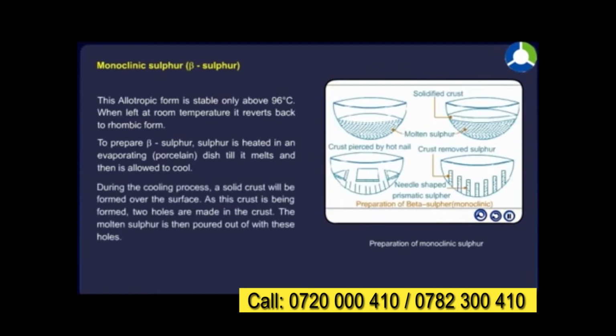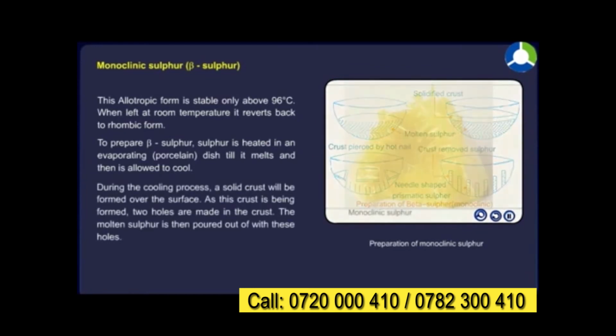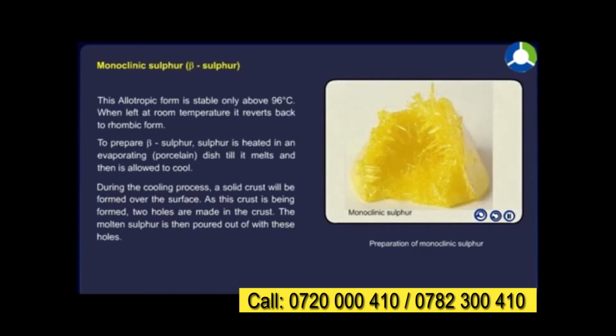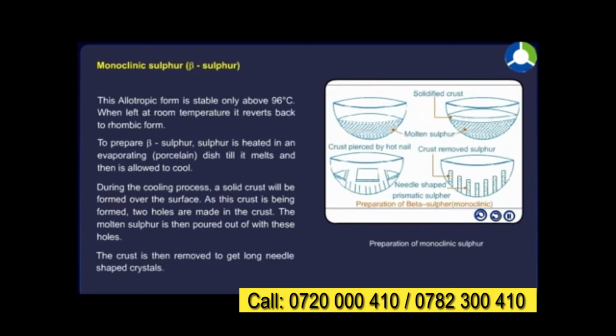During the cooling process, a solid crust will be formed over the surface. As this crust is being formed, two holes are made in the crust. The molten sulfur is then poured out through these holes. The crust is then removed to get long needle-shaped crystals.